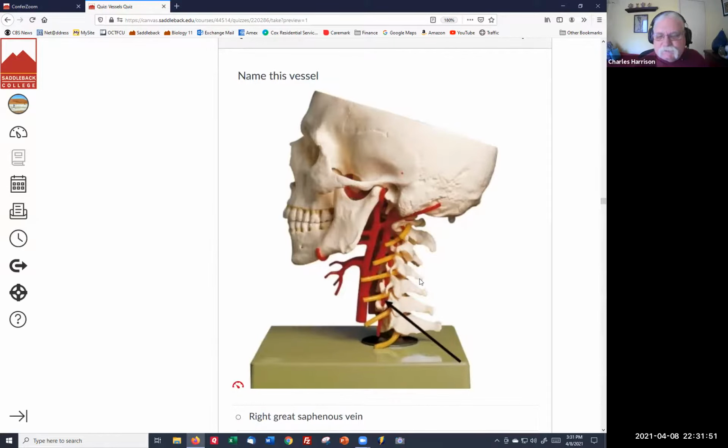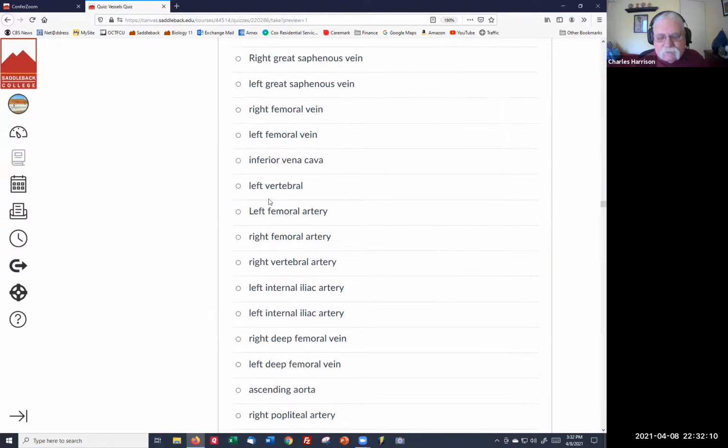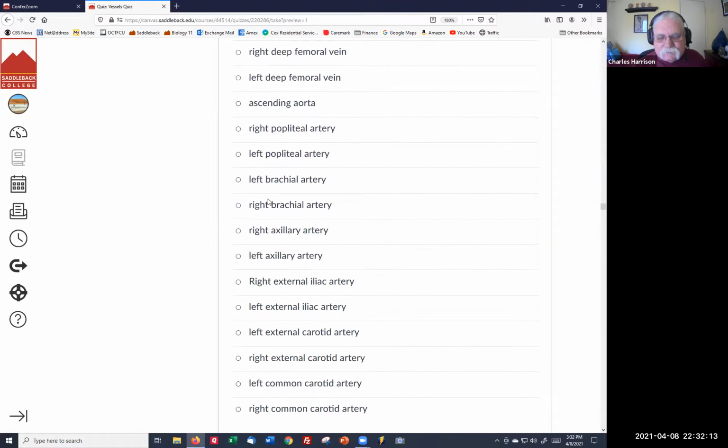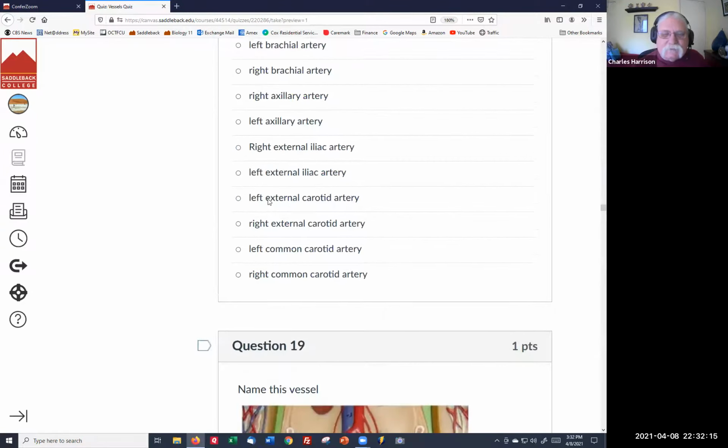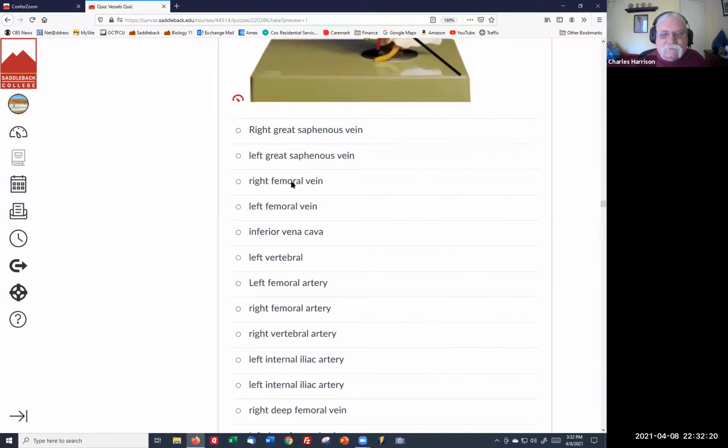Number 18. This is pointing to this red structure that's running through the vertebral foramina of the cervical vertebra. This is the vertebral artery. On the left side.